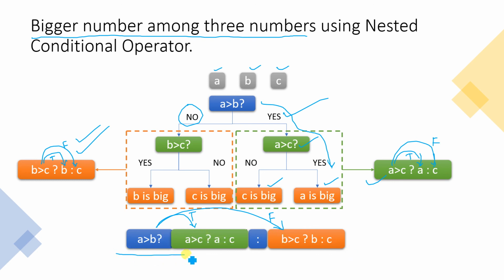That is a greater than b. If this condition becomes true, we will again go to this place. We will again check whether a is greater than c or not. If a is greater than c, a gets returned. If a is not greater than c, then c gets returned. So if this condition itself is false, if the a greater than b condition becomes false, then we will come to this place, and after coming to this place, what will we check? We will check whether b is greater than c or not. If b is greater than c, true, then b gets returned, otherwise c gets returned. So I hope you understand the entire concept.